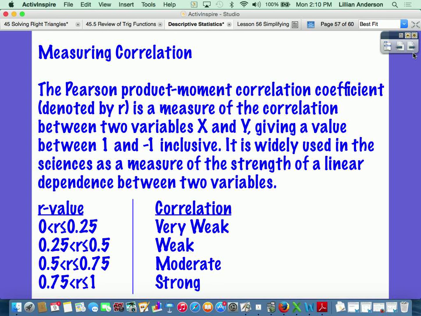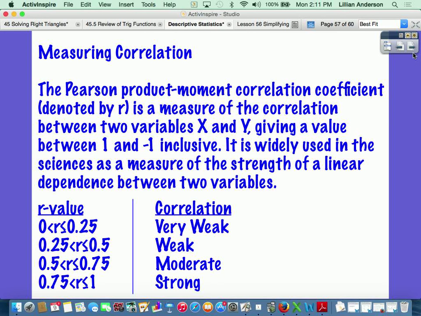Here, correlation. Okay, we talked about that before. Correlation basically told you how strong or how weak your data was. Well, there is something called the Pearson product moment correlation coefficient, which is denoted by R. It is the measure of the correlation between your two variables, x and y. And this number falls between 1 and -1 inclusively.